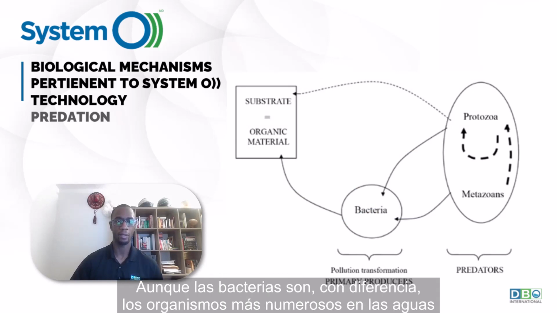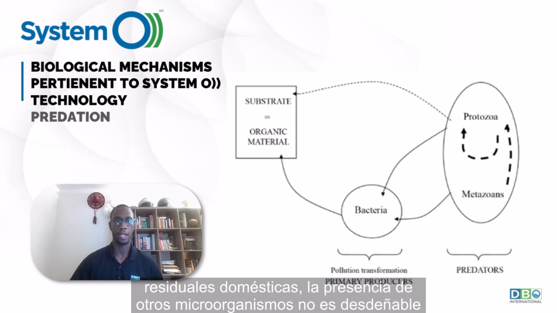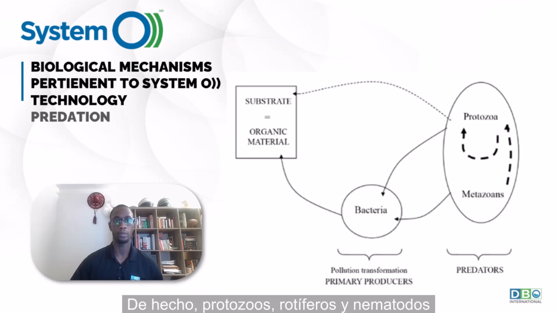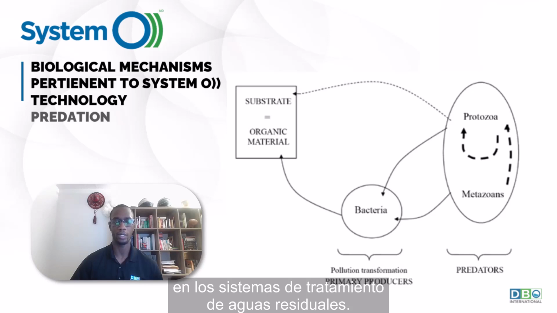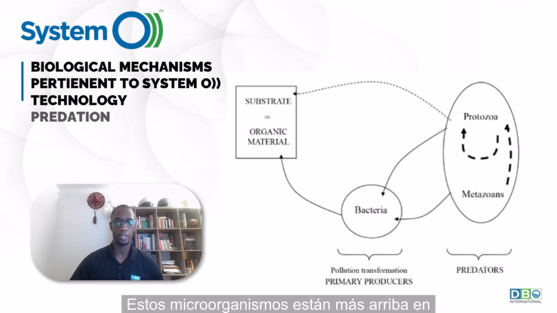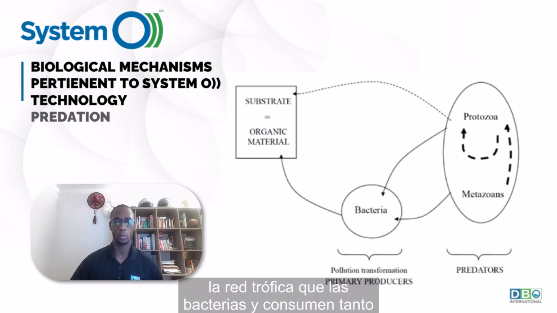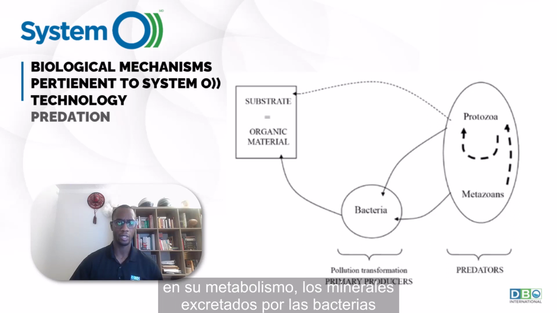Although bacteria are by far the most numerous organisms present in domestic wastewater, the presence of other microorganisms isn't negligible. In fact, protozoa, rotifers, and nematodes are also found in a large number, playing a significant role in wastewater treatment systems. These microorganisms are found higher in the food web than bacteria, consuming both live and dead bacteria. They also integrate minerals excreted by bacteria into their metabolism.